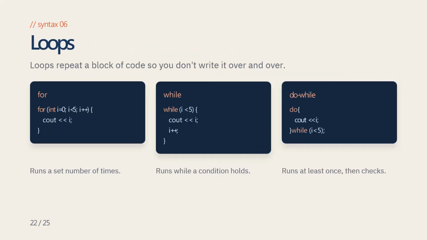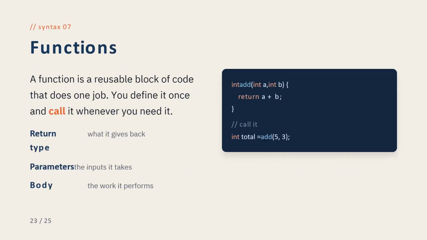Next come the loops. Loops help us to execute the same block of code repeatedly. A for loop is generally used when the number of iterations is known beforehand. A while loop continues as long as the condition remains true. A do while loop is unique because it executes the loop body at least once before checking the condition. And here are the functions. A function is a reusable block of code designed to perform a single task. Instead of writing the same code repeatedly, we define it once and call it whenever required.